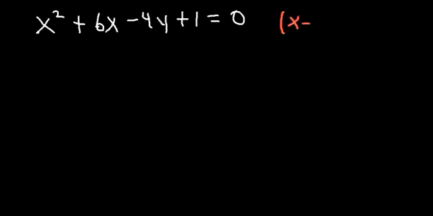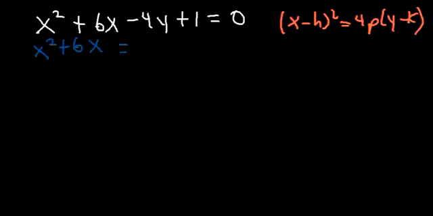Now for the last one, this is a parabola, and we want to put it in a form where it's like this: x minus h squared is equal to 4p times y minus k. So all the x's we want to move to the left side, and everything else let's move to the right side. So x squared plus 6x is equal to negative 4y, which becomes positive 4y when you move it from left to right, and the positive 1 becomes negative 1.